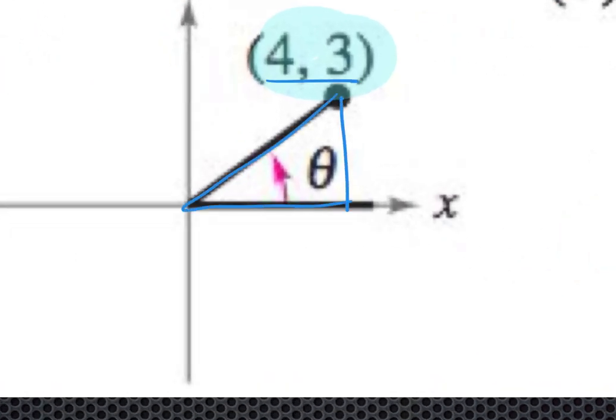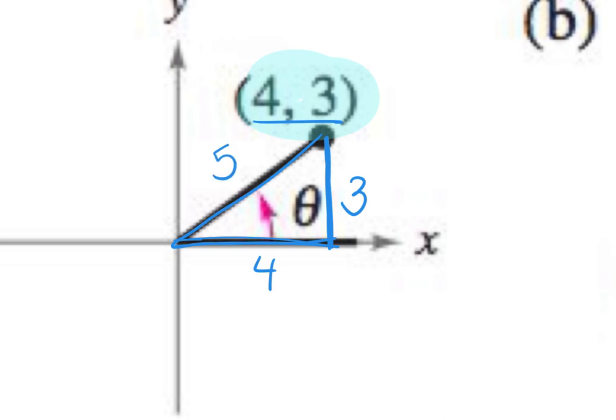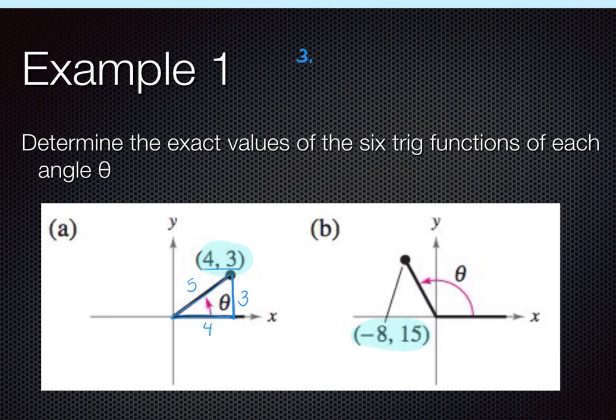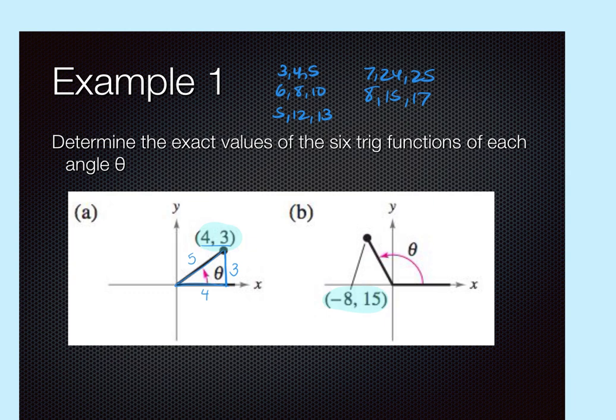If 4, 3 is my coordinate, that means the x is 4 and the y is 3. Do you remember this triple? What's your hypotenuse? 5. 3, 4, 5 is one of your triples. 3, 4, 5; 6, 8, 10; 5, 12, 13; 7, 24, 25; 8, 15, 17. Those would be the most popular ones. They're not the only ones, but those are the most popular. So now given that, it wants you to find all 6.